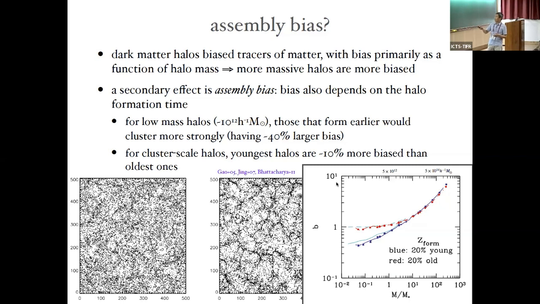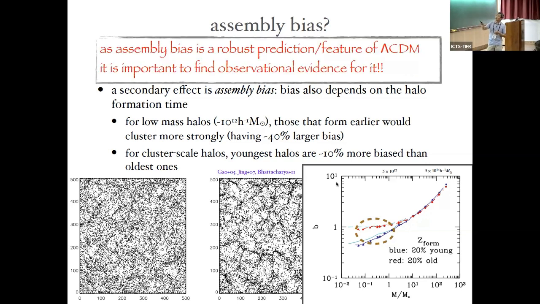In this figure by Jing et al., we see that for cluster scale halos above 10^14 solar masses, the youngest halos, shown as the blue points, actually have 10% higher bias compared to the oldest halos, shown as the red points. And it is apparent that the difference in the bias is largest at the low mass halo regime, like 10^11 to 10^12 solar masses.